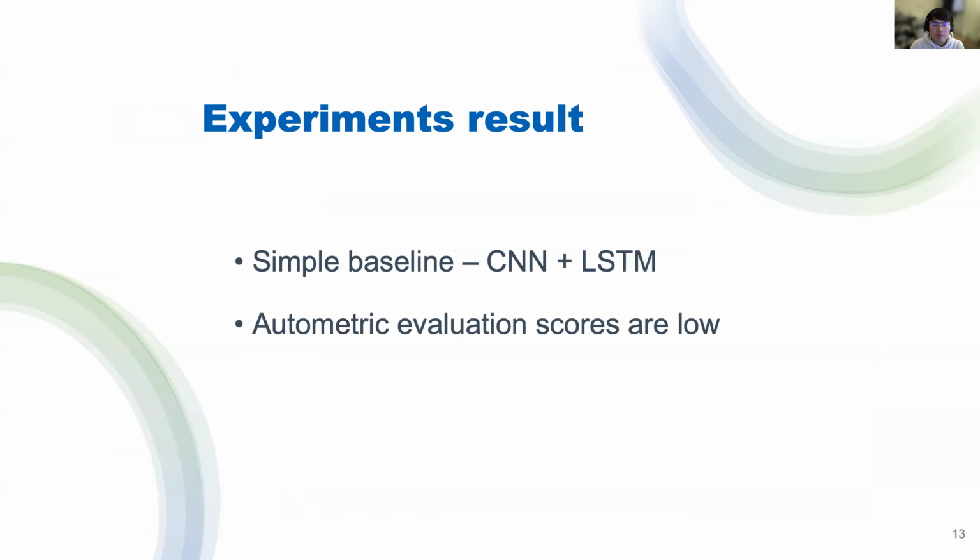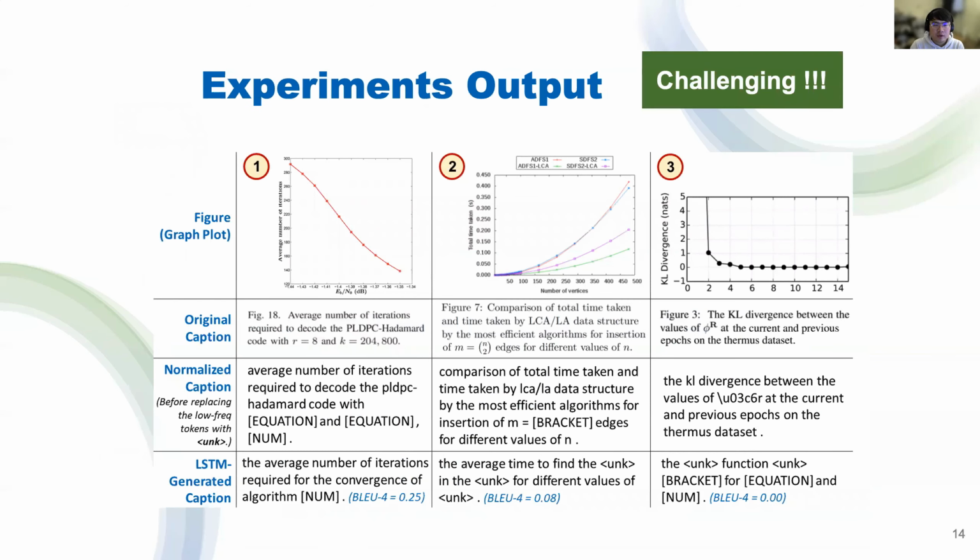We also establish a set of pretty simple baselines using CNN plus LSTM. Not too surprisingly, the resulting BLEU-4 scores are only around 0.02. Here are some examples. After we submitted the paper, we tried some more advanced methods such as GPT-2, and we moved the score slightly up to around 0.04.